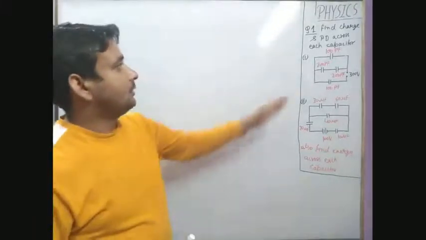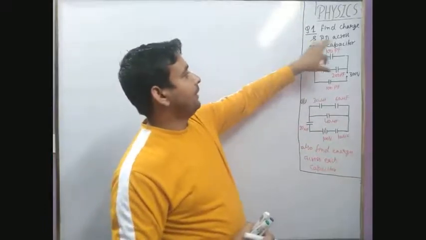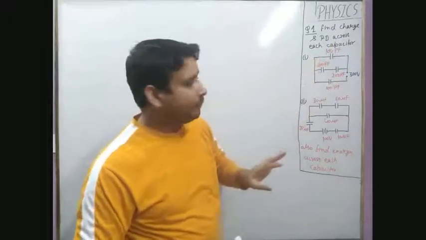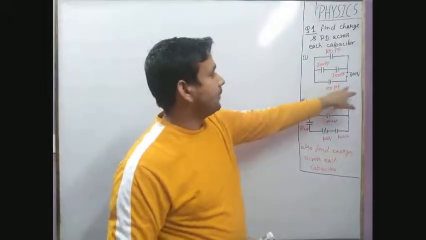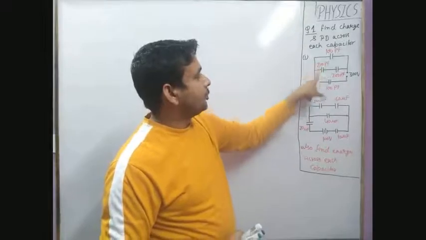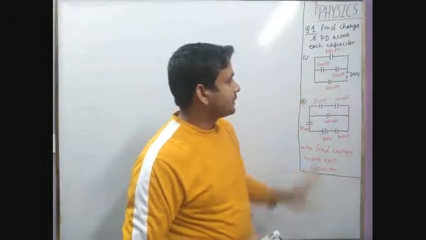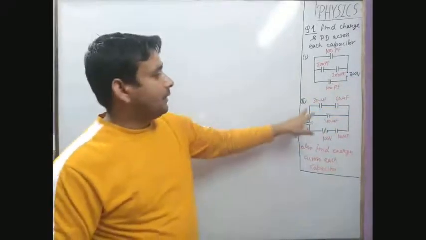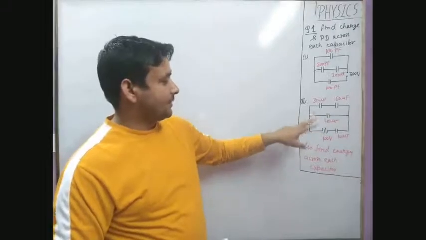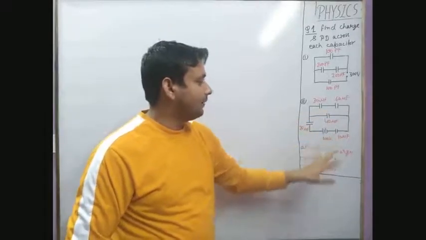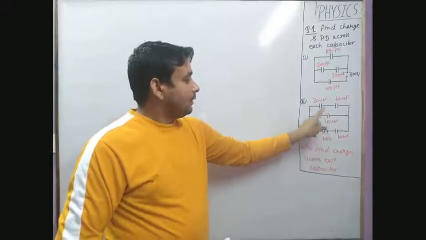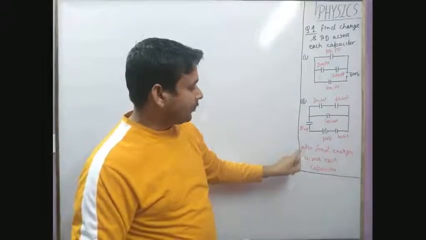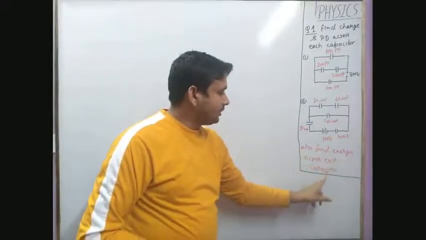Today we have two numericals in which we need to find the charge and potential difference across each capacitor. First, we have a circuit in which four capacitors are connected with a supply of 300 volt, and another in which five capacitances 1, 2, 3, 4 and 5 are connected across a circuit with a potential of 100 volt. In the second, we also need to calculate the energy across each capacitor.